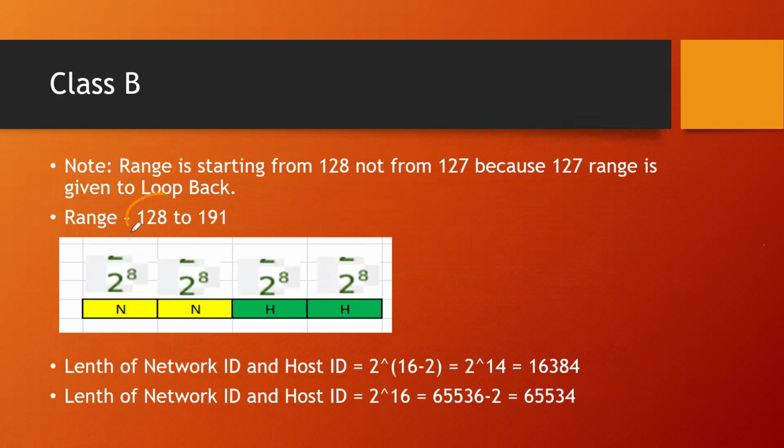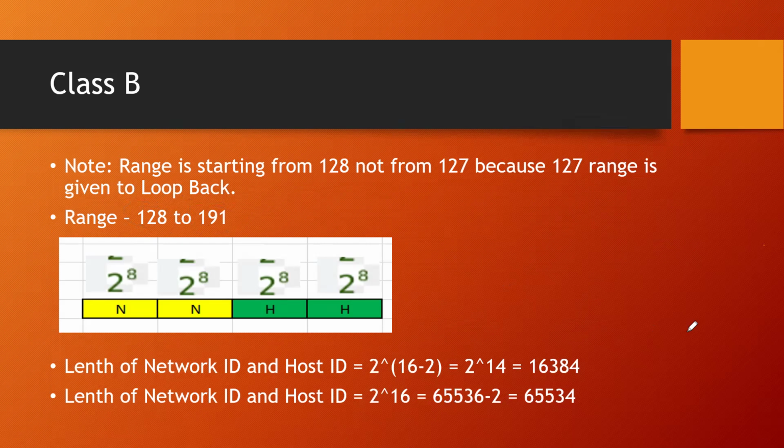Why is it 128? Why not 127? Because the 127 range has been given to loopback. In your system, if your host is given 127 something, that will be used for the loopback address. So this class B IP address starts from 128 and goes to 191. Here 2 octets are given to the network and 2 octets are given to the host.